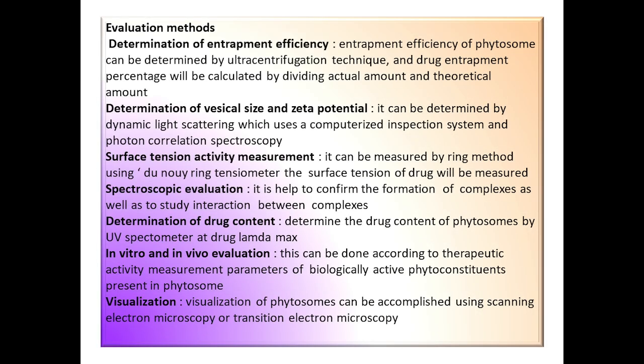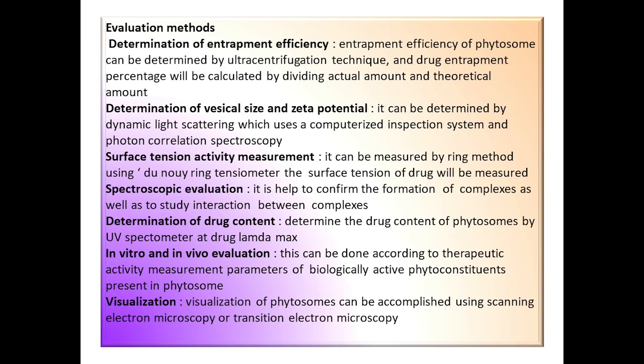Now the evaluation methods. In that, the first one is determination of entrapment efficiency. Entrapment efficiency of phytosome can be determined by the ultracentrifugation technique. Drug entrapment percentage will be calculated by dividing the actual amount by the theoretical amount. Determination of vesicle size and zeta potential: it can be determined by dynamic light scattering, which uses a computerized inspection system and photon correlation spectroscopy.